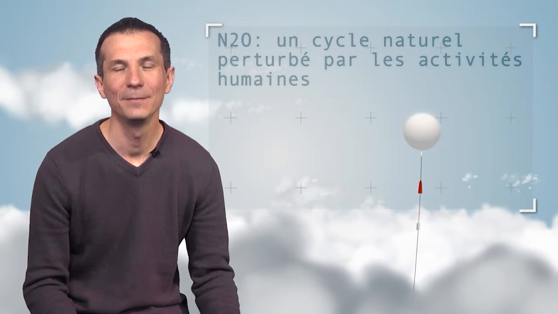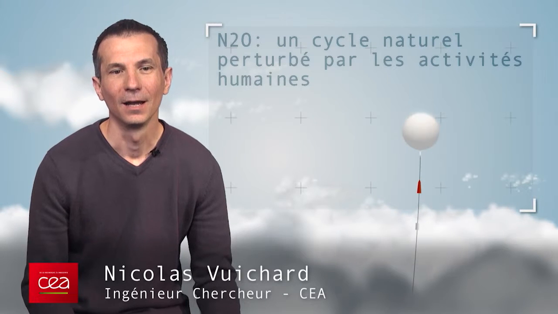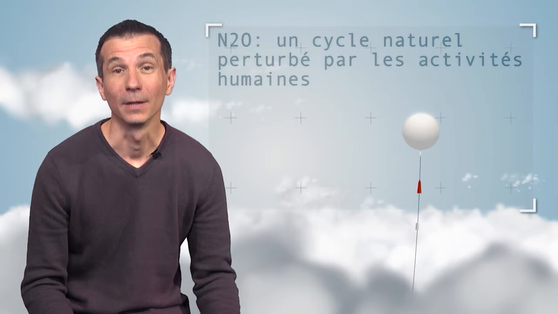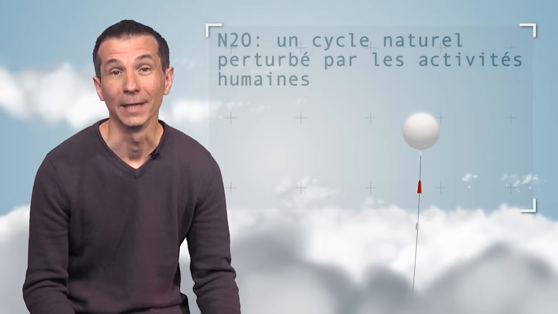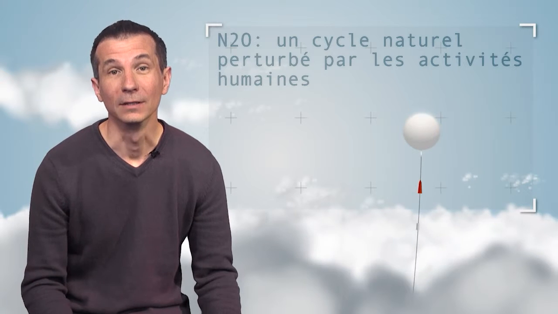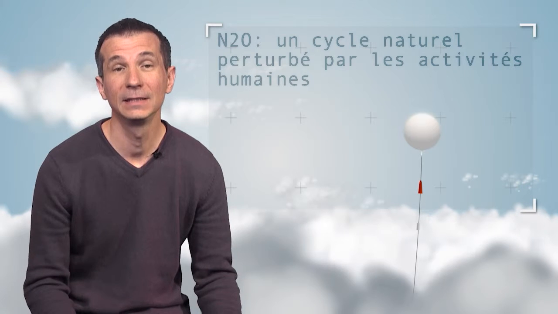In this video, I'm going to tell you about N2O emissions and the nitrogen cycle. Like with other greenhouse effect gases, there is nitrous oxide, the concentration of which has increased a lot over the last 50 years due to human activity.